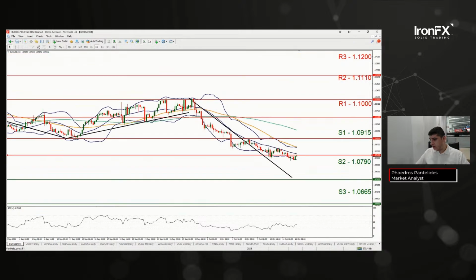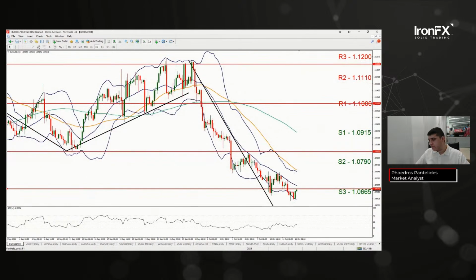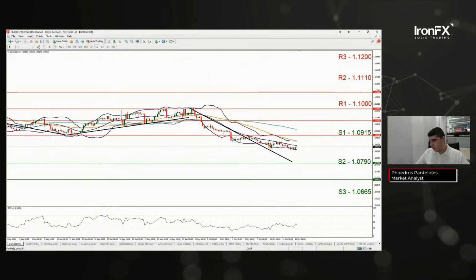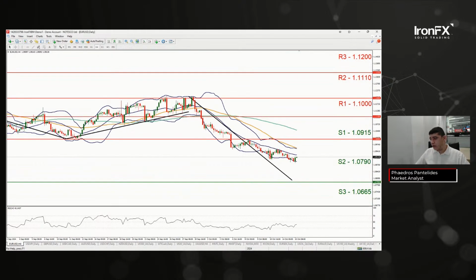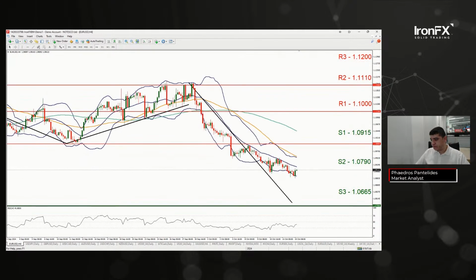And then for R2, we could be using the daily chart or the 4 hour time frame. Let's look at it from a 4 hour time frame.